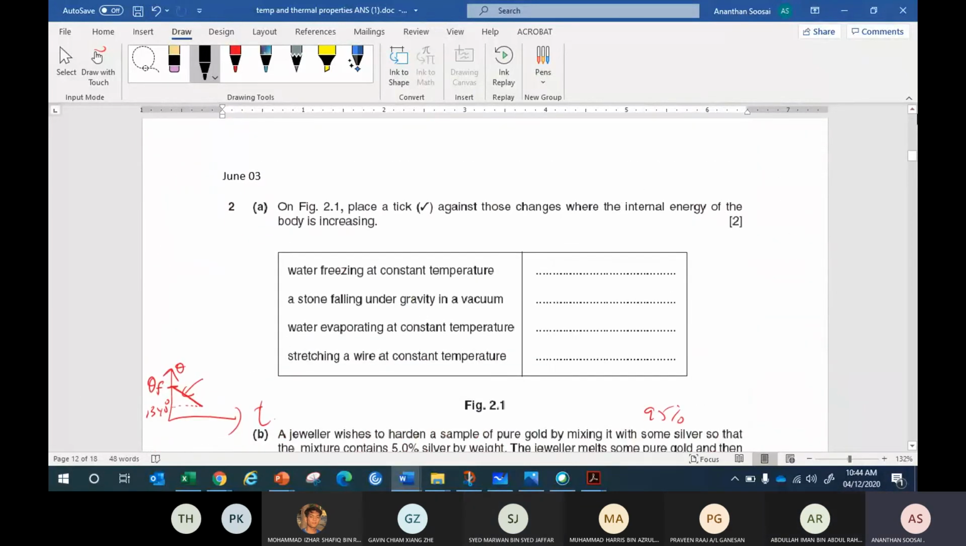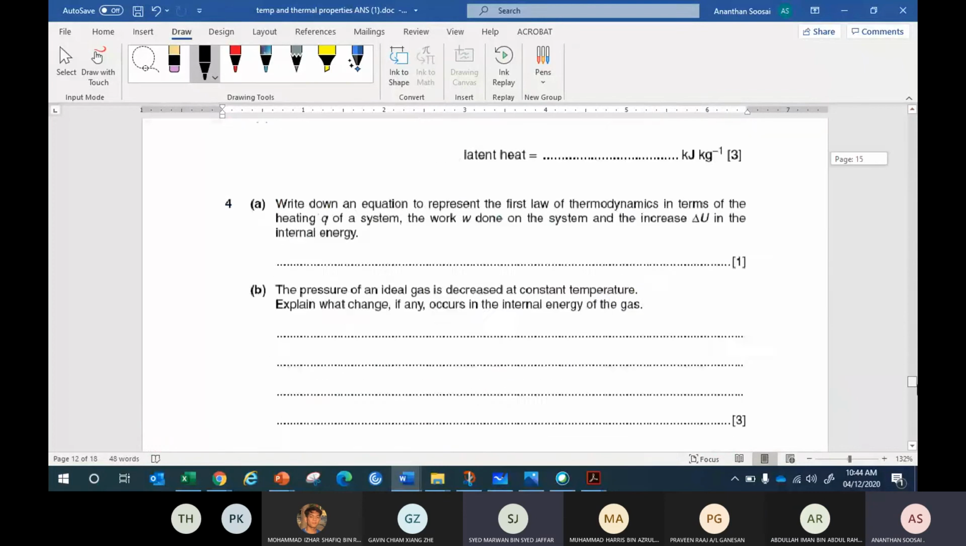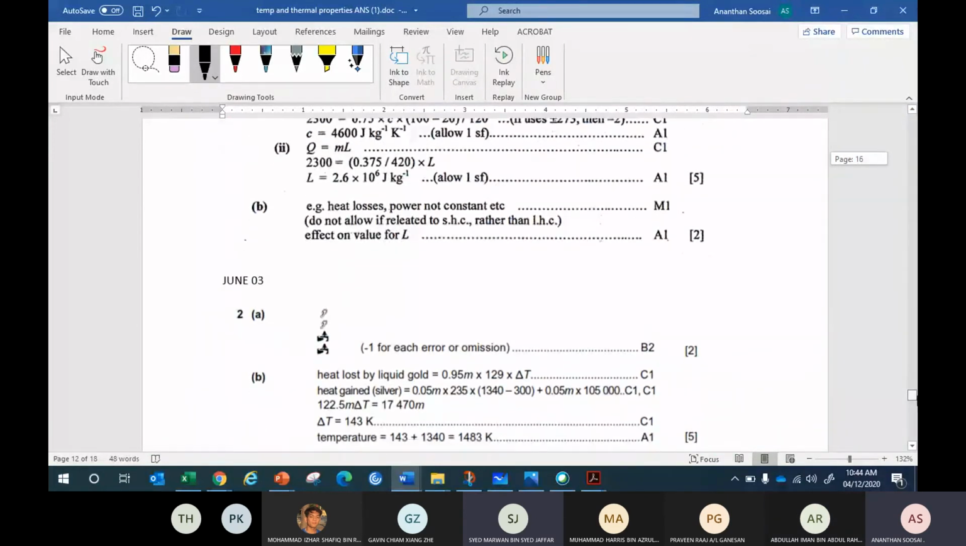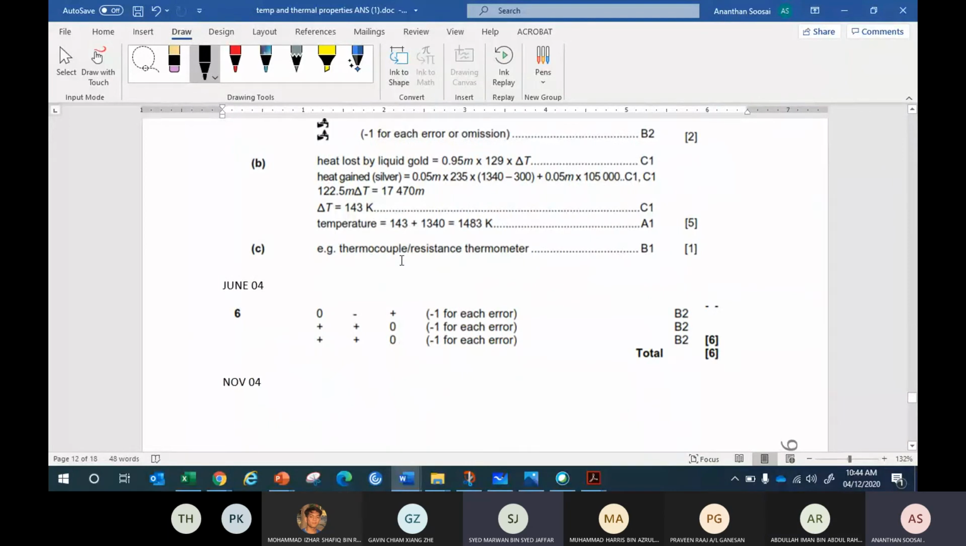So let's see. Yeah, so this is the working. Heat lost by the gold is mcθ. Heat gained by the silver is mcθ plus mL. Then you find the final temperature. The final temperature is 1483. Any questions, guys, from here?